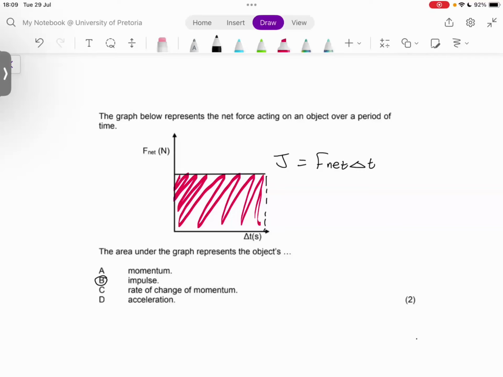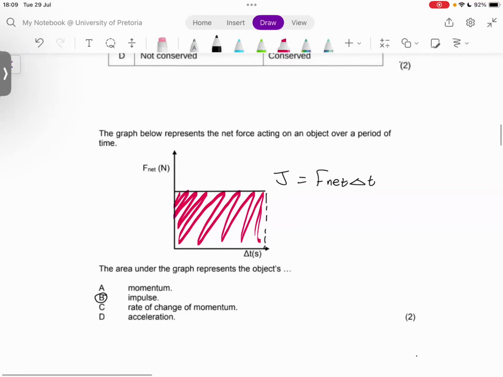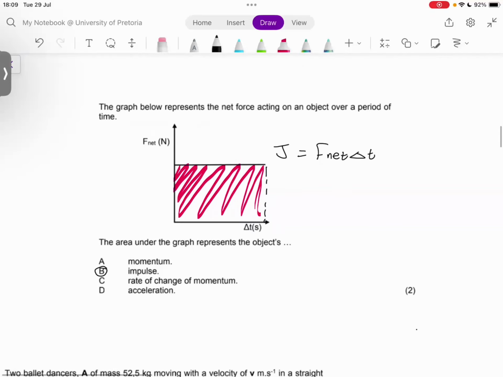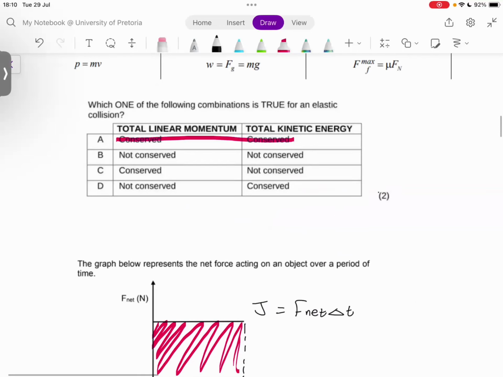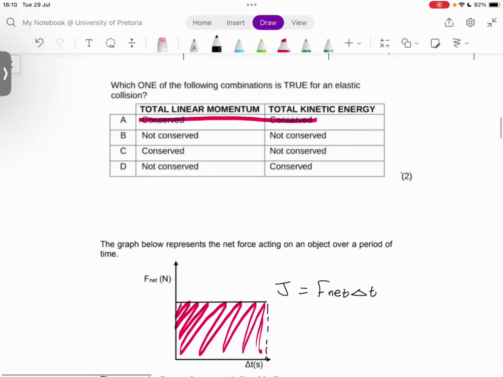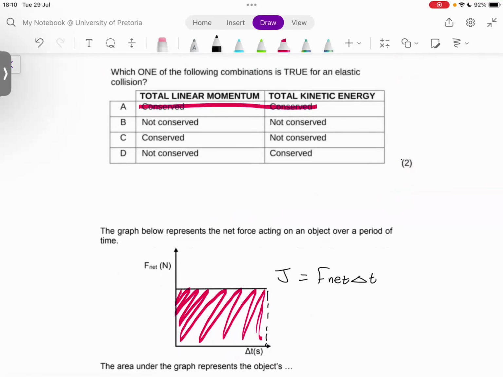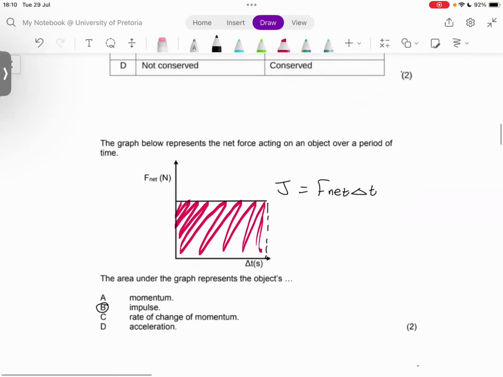Miketsi asked a question, why is the answer for the previous question A? Miketsi, we have to understand what an elastic collision is. There is no loss in energy. Remember, when we have no loss in energy, that means there's only conservative forces at play. So for that one, please revise your definitions.